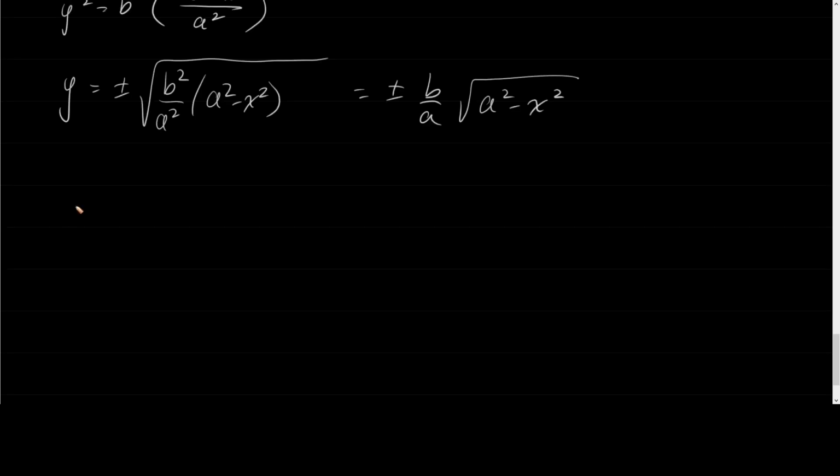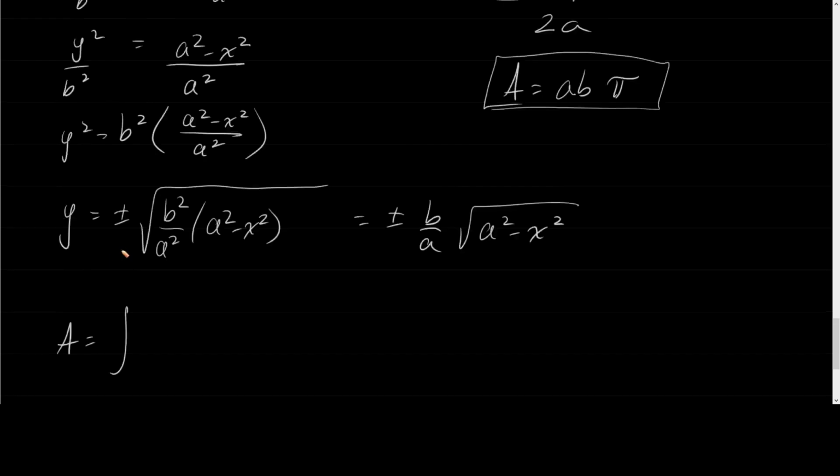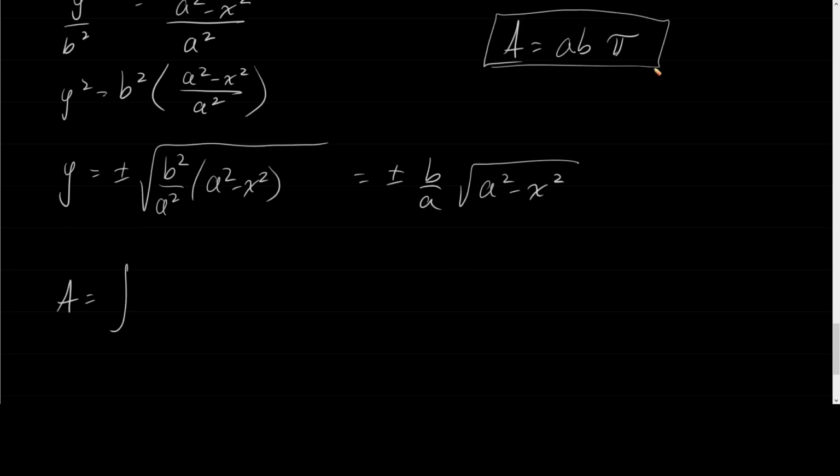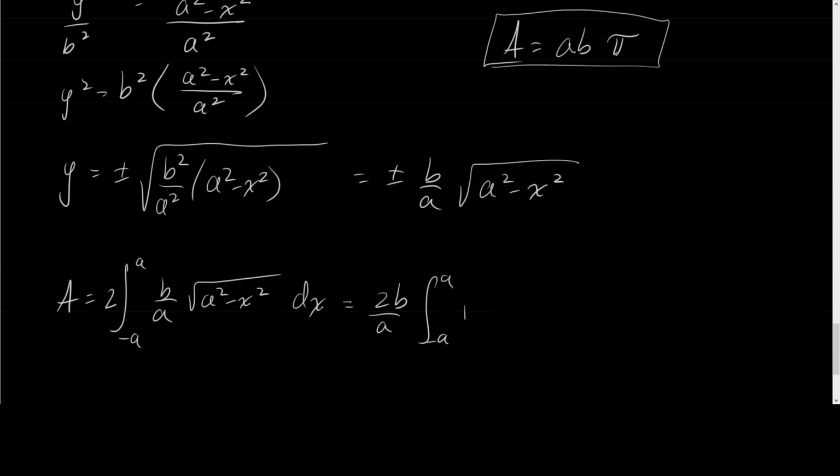So here we're going to have that the area is going to be the integral from, well, from what to what? From negative a to a. The integral from negative a to a. And we said we're going to be doing twice the integral of b over a times the square root of a squared minus x squared dx. This b over a, let's take it to the outside. So we have 2b over a, integral from negative a to a of radical a squared minus x squared dx.